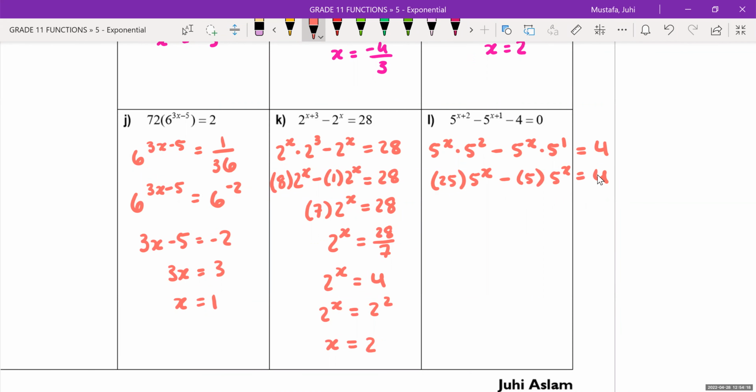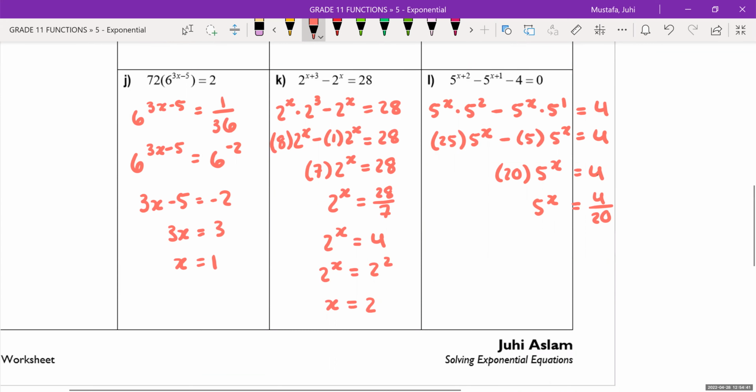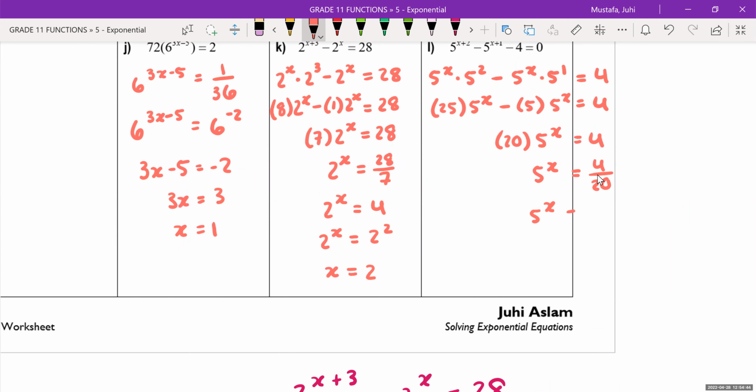We recognize that because both of the terms have 5 to the power of x, it's kind of like terms. So you're allowed to add the coefficients together or subtract them. 25 take away 5 is just going to give me 20 times 5 to the power of x is equal to 4. I can move the 20 to the other side. So it's going to be 5 to the power of x is equal to 4 divided by 20. I'm just showing every single one of my steps. This is going to be 1 over 5. 5 to the power of x is going to be 5 to the power of negative 1. And therefore, x is equal to negative 1.